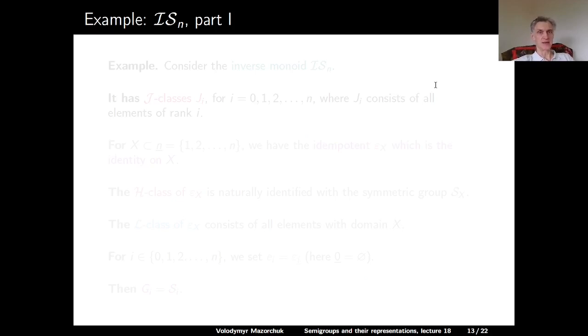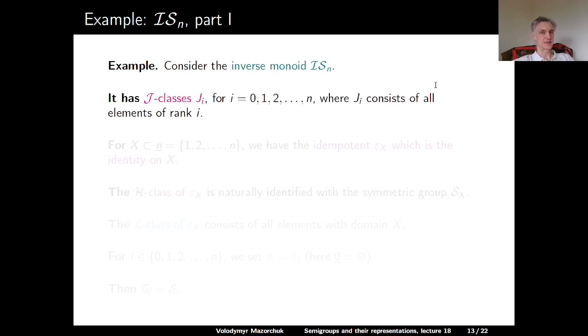Let's discuss one example in detail. Let's look at the symmetric inverse semigroup IS_n. So we consider this symmetric inverse monoid on the set {1, 2, and so on, n}. This monoid has n+1 J classes, J_0, J_1, J_2, and so on J_n, where J_i consists of all elements of rank i. For a subset X of n underlined, we have the idempotent epsilon_X, which is the identity on X. So X is the domain, and this idempotent acts as the identity on this domain.